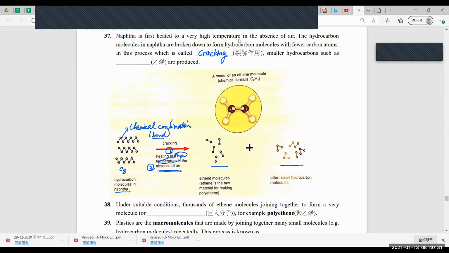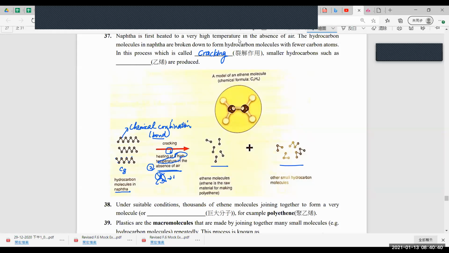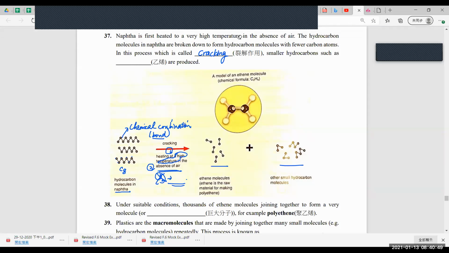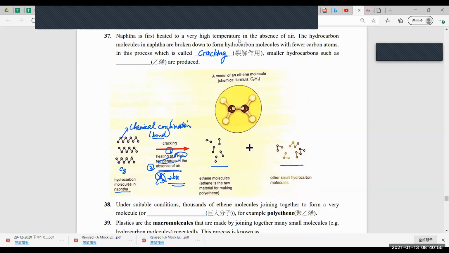While you heat it, you know that it is also a type of fuel. If you heat it in the presence of oxygen, what will happen? You will burn. So never heat it in the presence of oxygen in air. Otherwise, those materials, which are indeed also a fuel, will be burned. Can you get the point? So, high temperature and absence of air.